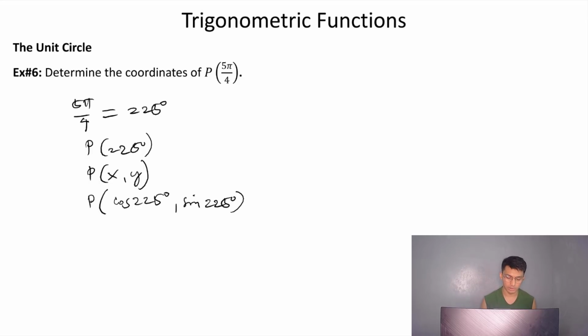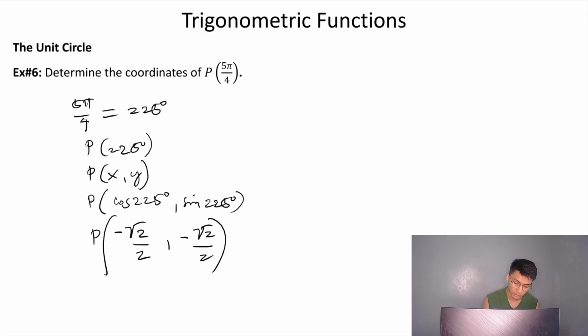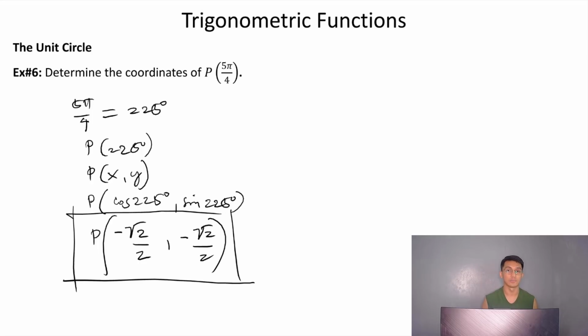From the table, the value of cosine 225 degrees, we have negative square root of 2 over 2. And then, the value of sine 225 degrees naman, we have negative square root 2 over 2 pa din. Ito ay galing dun sa table na na-solve na po and na-tabulate na. So, this is the coordinates of the angle 5 pi over 4 or the angle 225 degrees. So, bakit parehong negative?